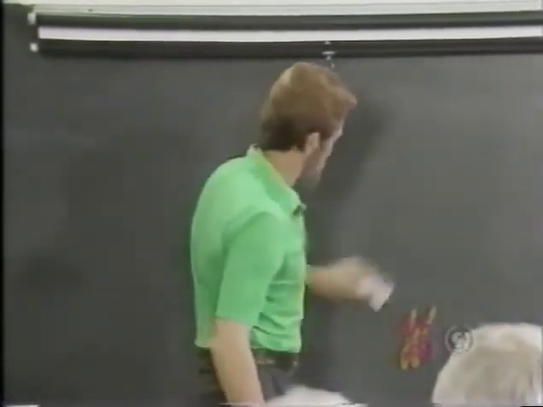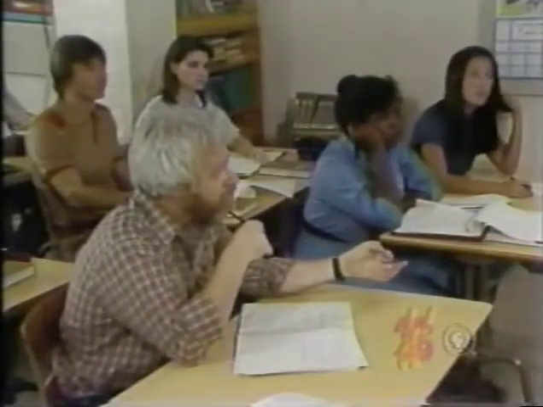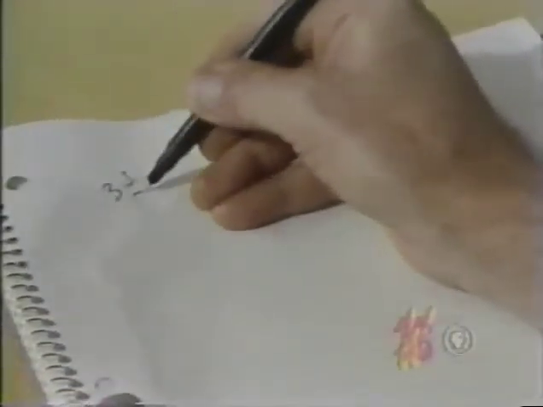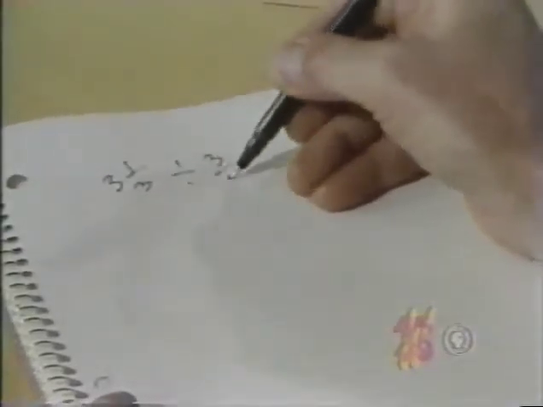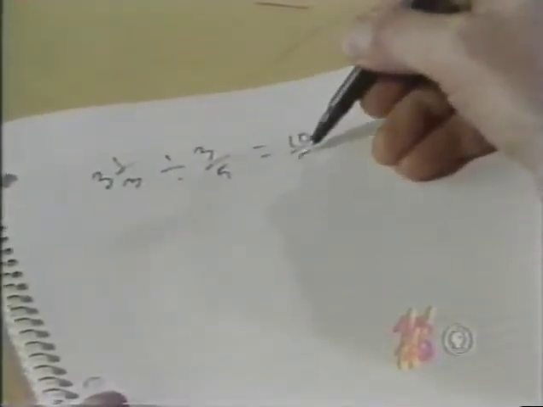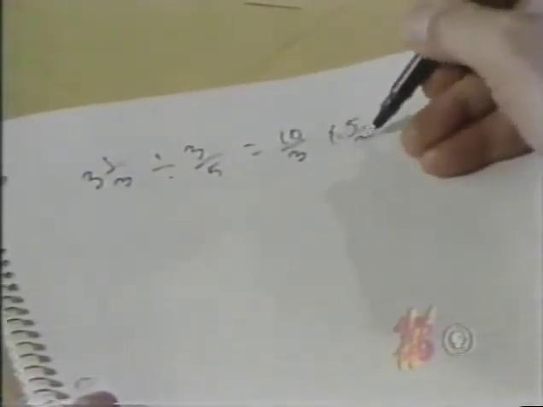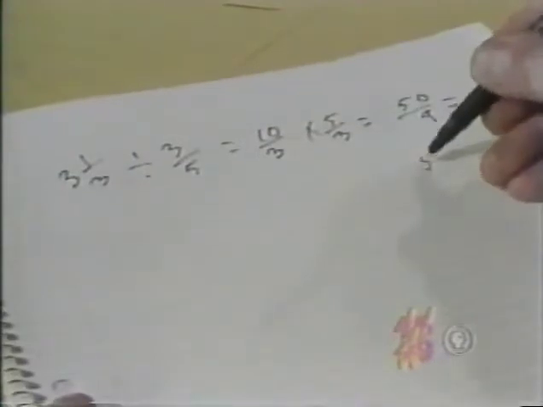Can anybody guess what it is? Mixed numbers? You got it. Mixed numbers. Okay, try this problem, all right? What is 3 1/3 divided by 3/5? What do you get, Bill? 5 and 5 ninths. How do you feel about that, Martha?